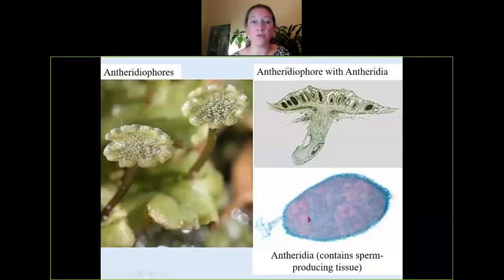Here's a cross section through an antheridiophore. Here's the top of it, and each of these dark spots is one antheridium. So there's lots and lots here. And then this is one antheridium here. That should actually say antheridium, right? Because we're only talking about the one. And again, look at that uniform sperm-producing tissue. Very uniform in appearance, so we know it must be an antheridium.